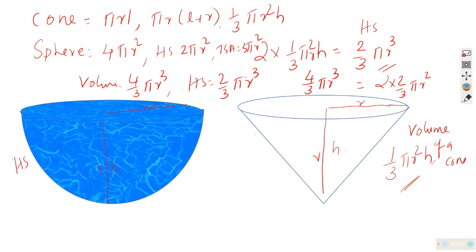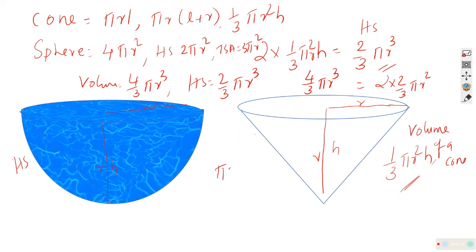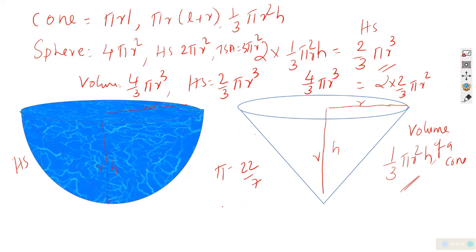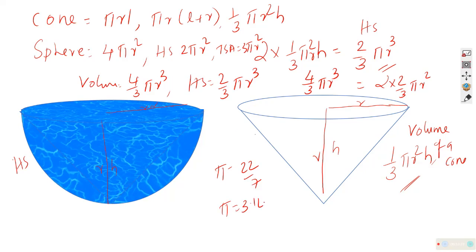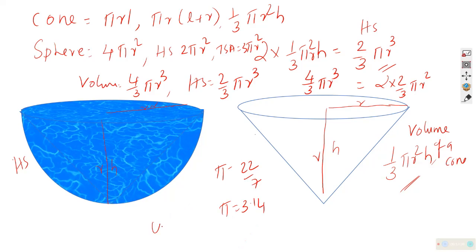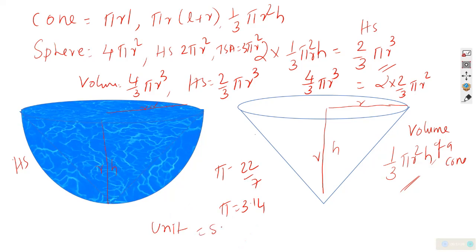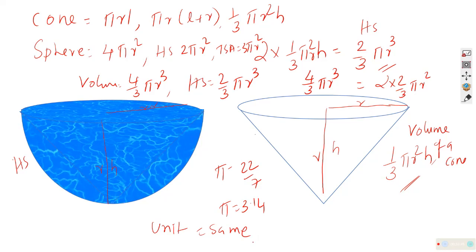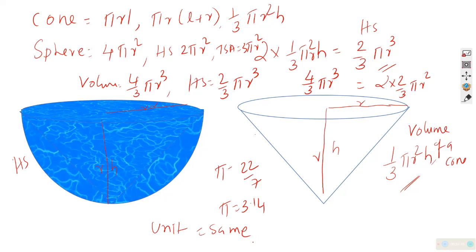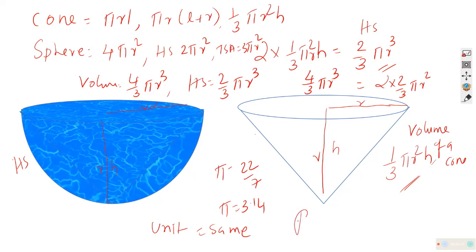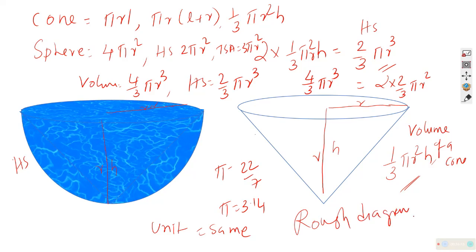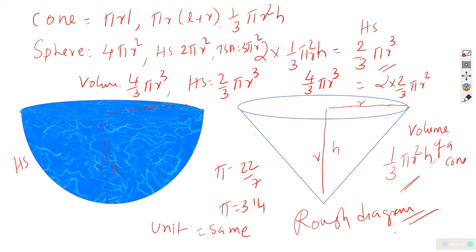Along with that, I would like to say that the problem will be giving you pi is equal to 22 upon 7 sometime. Sometime it will give us pi is equal to 3.14. Whenever you are doing problems related to this kind of question, the unit should be checked, the unit should be same. Unit means if centimeter then all centimeter, if millimeter then all millimeter, and most important, you should draw a rough diagram if not given before starting the exercise or solving the problem.